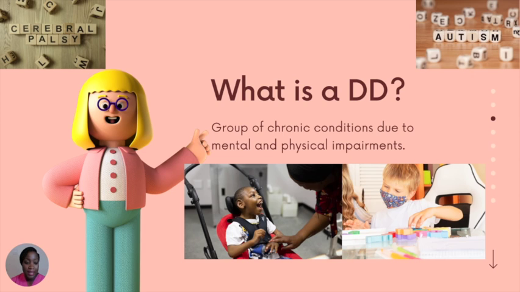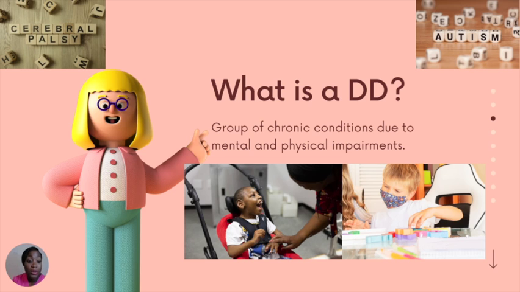So what is developmental disability? And anytime you see in the presentation the term DD, that's what it represents. It is a group of chronic conditions, meaning it lasts for a very long time, due to mental and physical impairments. Now, cerebral palsy and autism has actually been increasing in incidence, meaning the amount of persons who have it over the years. But this could also be as a result of just increased awareness. Regardless, we need to know what are some of the signs that we have to look out for.